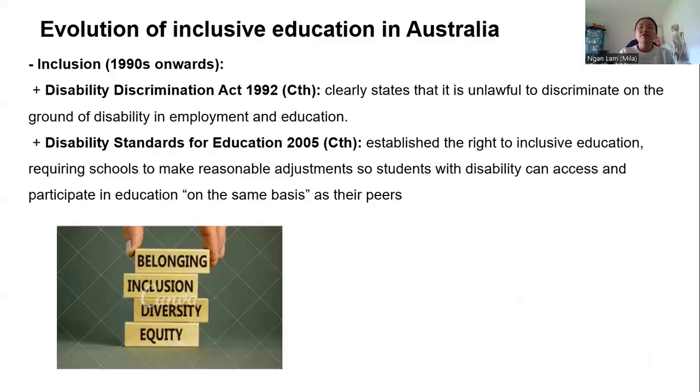After decades of fighting, from the 1990s onwards, we started to have legal frameworks that support the rights of people with disabilities. These include the Disability Discrimination Act 1992, which clearly states that it is unlawful to discriminate on the ground of disability, especially in employment and education. And then we have the Disability Standards for Education 2005, which established the right to inclusive education, requiring schools to make reasonable adjustments so students with disability can access and participate in education on the same basis as their peers.